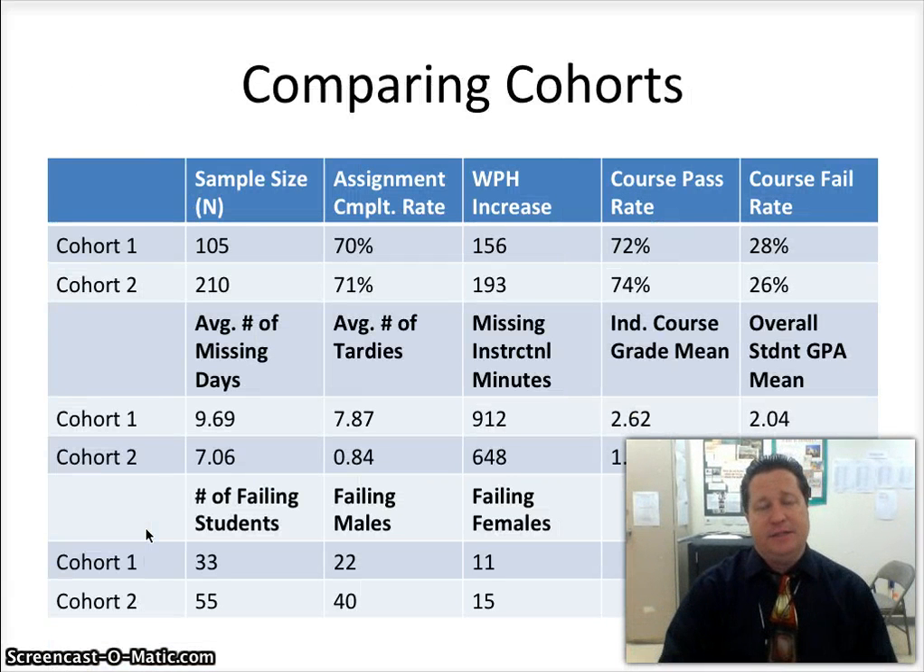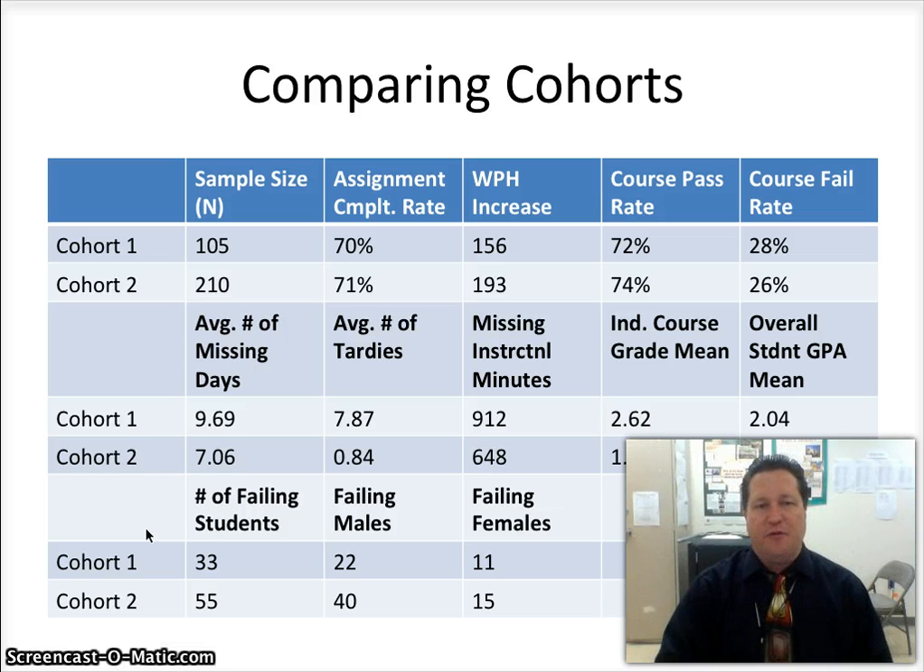Next slide is the comparison for both cohorts. And you can see that I had a sizable difference. One was 105, one was 210, but the completion rates were about the same, 70% versus 71%. The increase was between 150 and 200 words. And the course pass rates were also pretty much identical, 72% versus 74%.